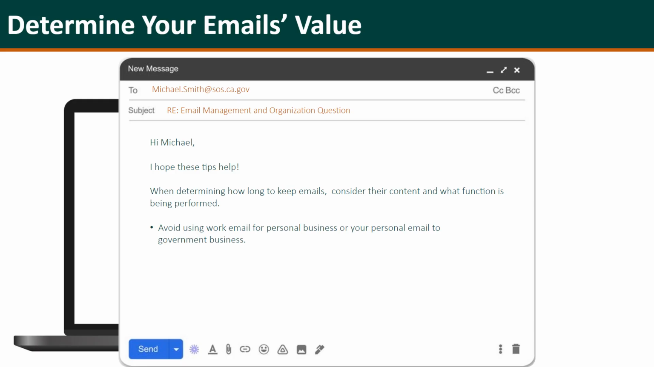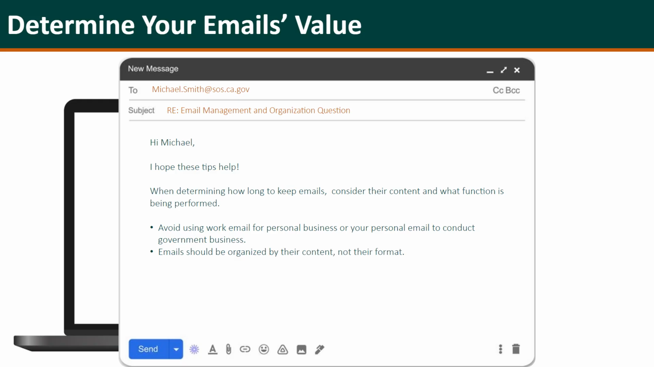Avoid using work email for personal business or your personal email to conduct government business. However, if you do have any personal emails that don't pertain to government business, they should be deleted as transitory or non-records. Some examples of these transitory emails that are okay to delete are, for instance, an email arranging a lunch gathering or an auto-generated out-of-office reply you got in response to an email you sent.